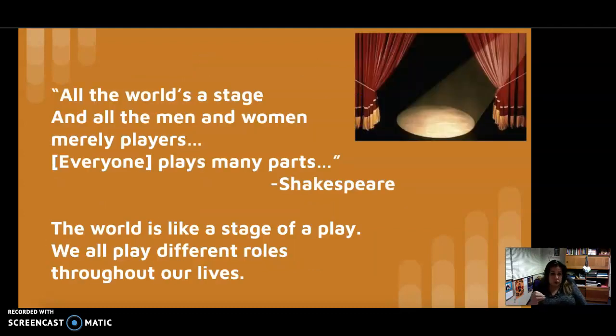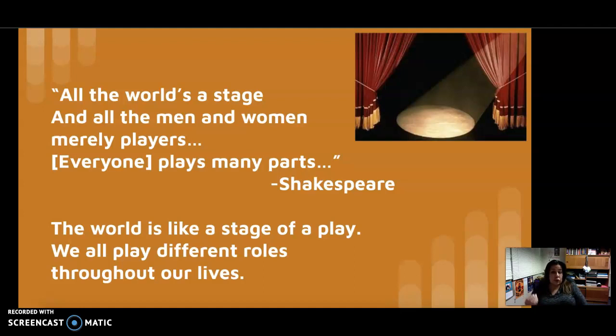Let's start with this quote. This will help us to understand the premise of this book and this theory, which is called genre theory. "All the world's a stage, and all the men and women merely players. Everyone plays many parts." This is a quote that Shakespeare wrote in one of his plays, As You Like It, and you can read it again to yourself, but I want to explain what it means.